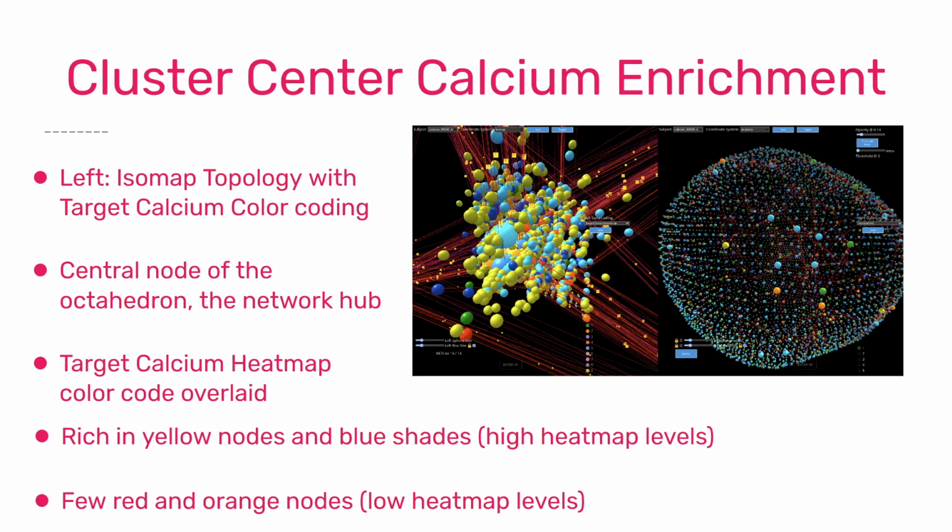A closer view into a heat map of the hub node is shown here. When we apply a heat map to it based on the target calcium color code, we see that the central node is rich in yellow and blue nodes, which are high on the heat map levels, and has reduced numbers of red and orange nodes, which would be low on the heat map, showing that this is enriched in high calcium nodes, as expected for a hub node.